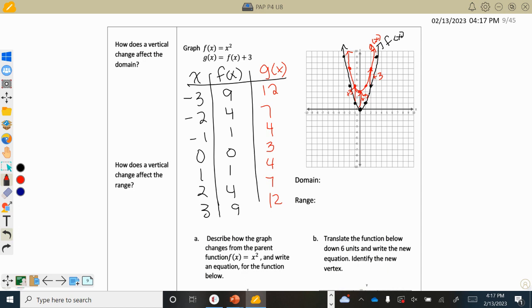How does the vertical change affect the domain? It doesn't. Your domain is still going to be all real numbers. So there is no effect. How does the vertical change affect the range? Well, that's where it's going to change. Your minimum or maximum will now be whatever the new vertical change is. So the range, min or max, is the same as the vertical change.